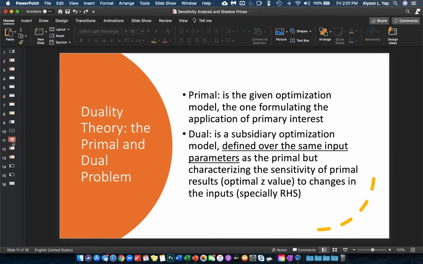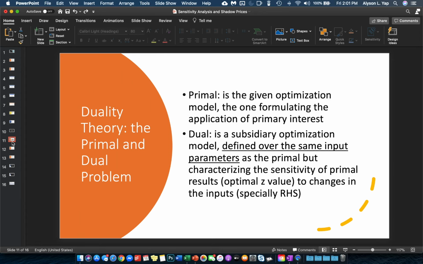In this case, the primal problem is the given optimization model, the one formulating the application of primary interest. In simple terms, the primal problem is our main linear programming problem. Okay? And because there is a primal problem, according to duality theory, there exists a dual problem.